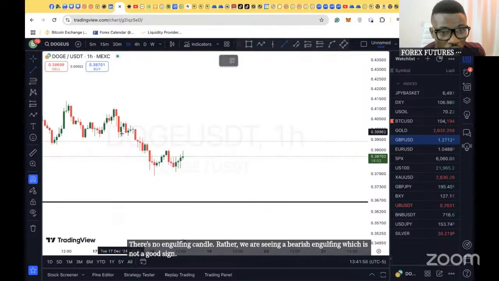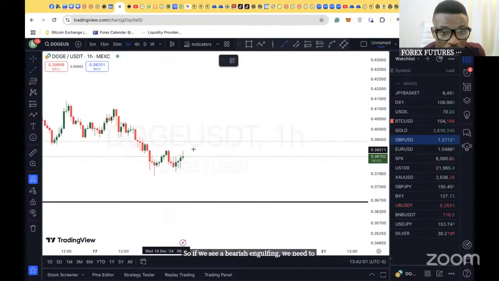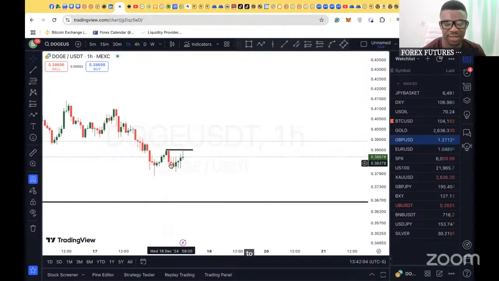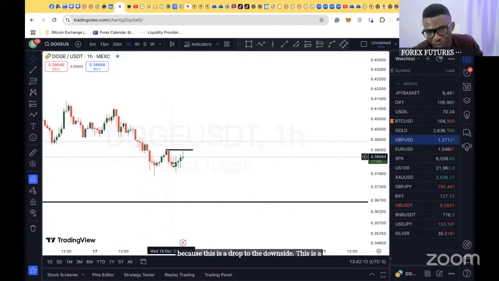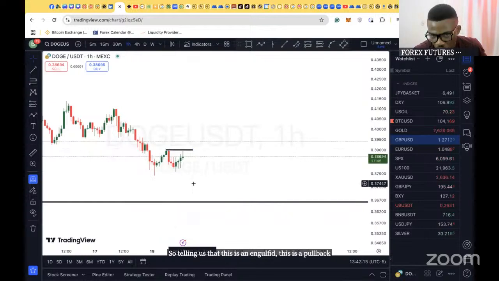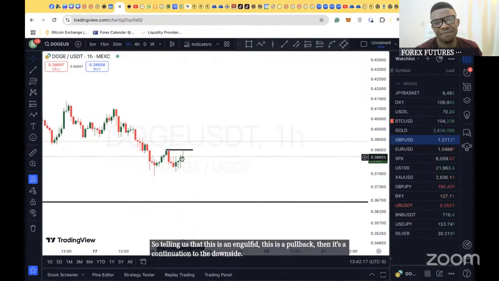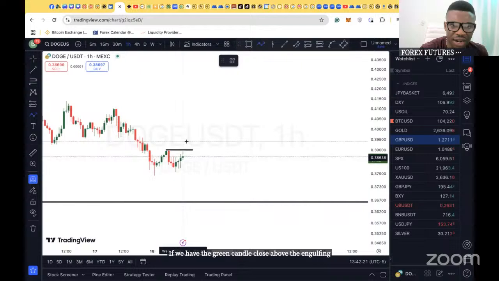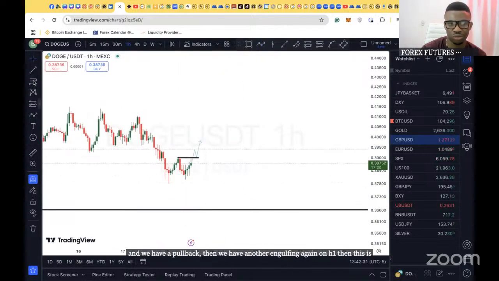So if we see a bearish engulfing, we need to see price close above the bearish engulfing to render this bearish move invalid. Because this is a drop to the downside, this is a push to the upside, this is an engulfing facing downward. So it's telling us that this is an engulfing, this is a pullback, then it's a continuation to the downside. But if we have the green candle close above the engulfing on H1, and we have a pullback, then we have another engulfing again on H1, then this is the right time for us to buy Doge.